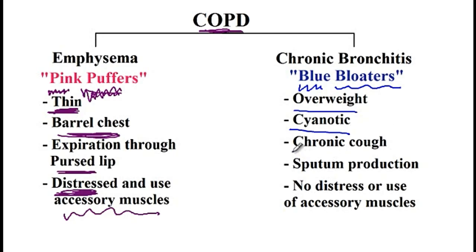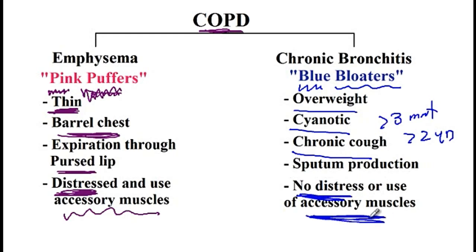It causes a chronic cough production of more than 3 months per year for more than 2 years. And they have a lot of sputum production, for which the Reid index is more than 50% in these patients. But unlike the emphysema, these patients do not have any distress during breathing or do not use the accessory muscles.